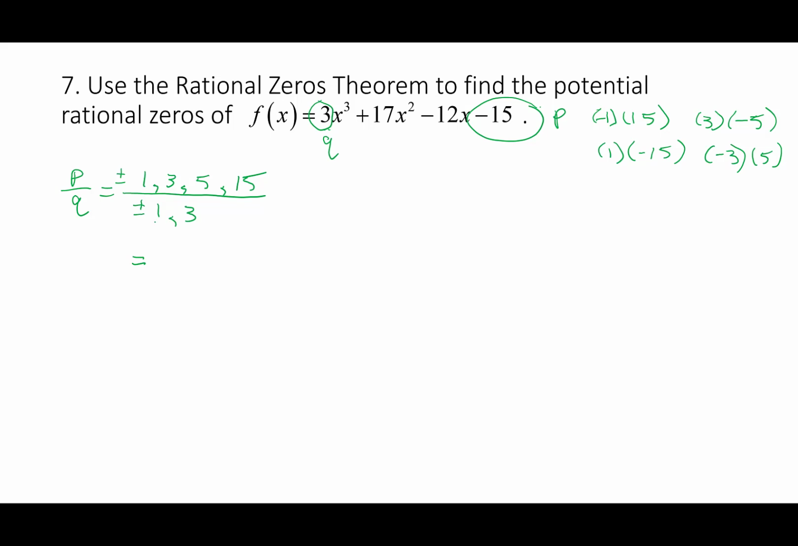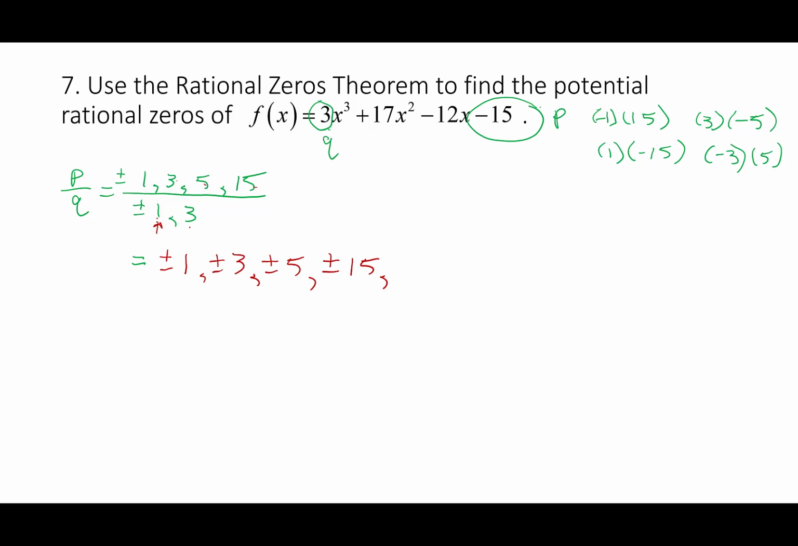And I like to start just with this. Let me change colors here to make it a little more clear. If I start just with this 1 in the denominator, I'm going to take plus or minus 1 over 1, which will give me plus or minus 1, plus or minus 3 over 1, which would be plus or minus 3, plus or minus 5 over plus or minus 1, giving us plus or minus 5, plus or minus 15 over plus or minus 1, resulting in plus or minus 15.